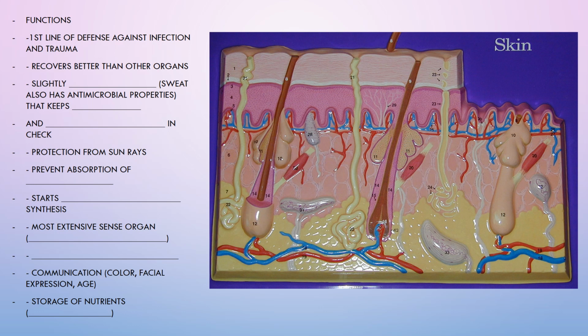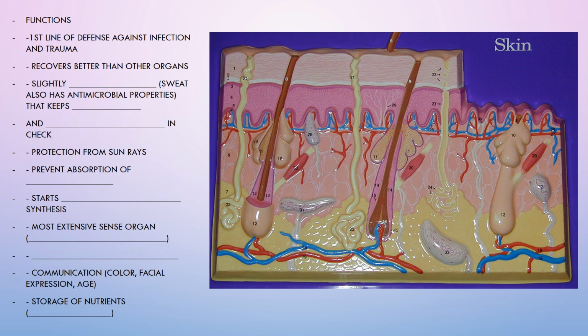Now, you're going to find that your skin is your most extensive sense organ. What does that mean? It means that your skin has a ton of different types of receptors that identify sensory information. All right, let's look at these.